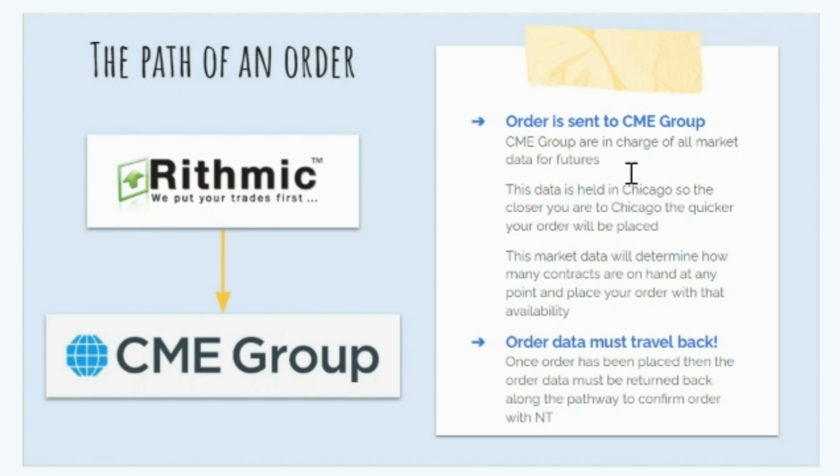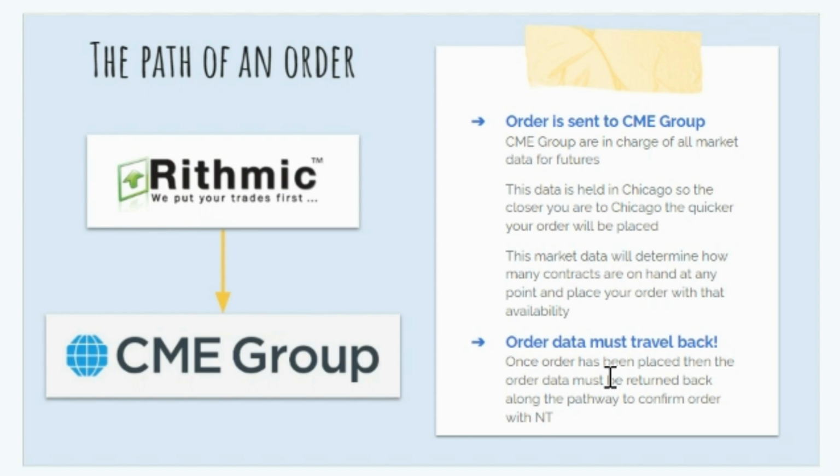Okay, so they're in charge of the market data for futures. It's held in Chicago, so if your computer is in Chicago, you are connected to the internet closer, and you're probably going to find you have a bit less slippage. I'll talk a bit about that using my VPS. But the market data will determine how many contracts are on hand and place your order with that availability. And then your order must travel all the way back through the groups, back through Rhythmic, back to NinjaTrader to then say, okay, order is filled, now place the TP.